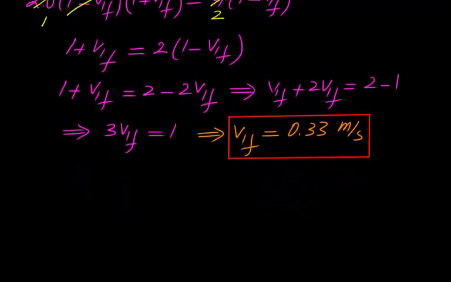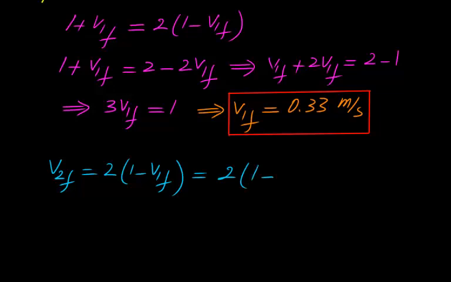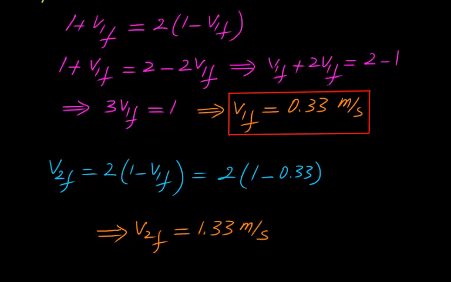To solve for the v2 final, substitute the v1 final in the expression that we obtained earlier, which is 2 times 1 minus v1 final. This is going to be 2 times 1 minus 0.33. Solve for the v2 final, and you obtain 1.33 meters per second.